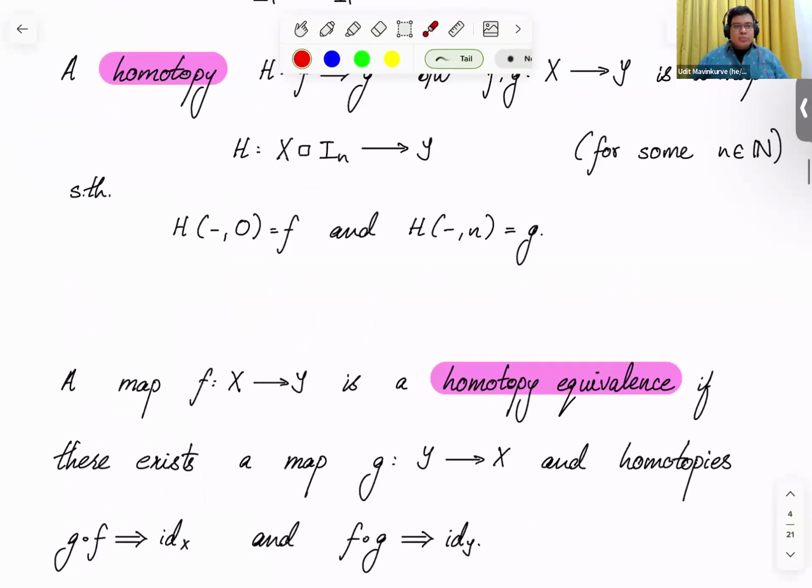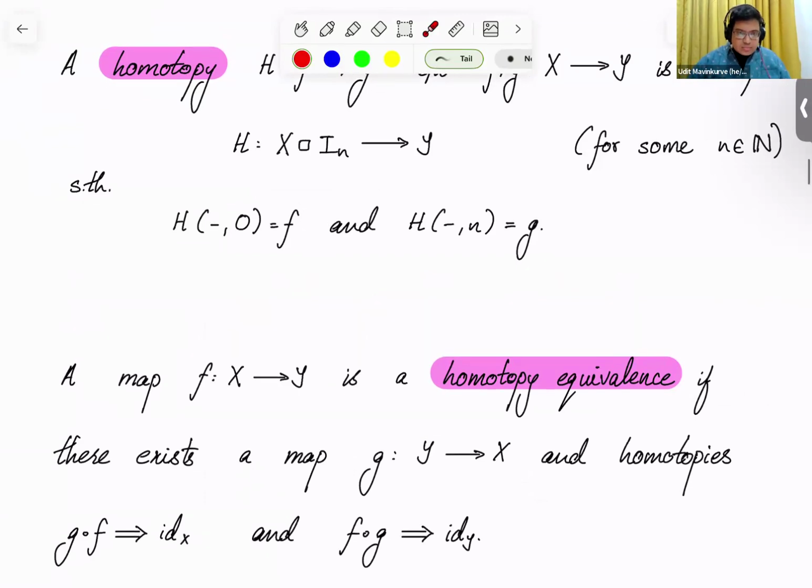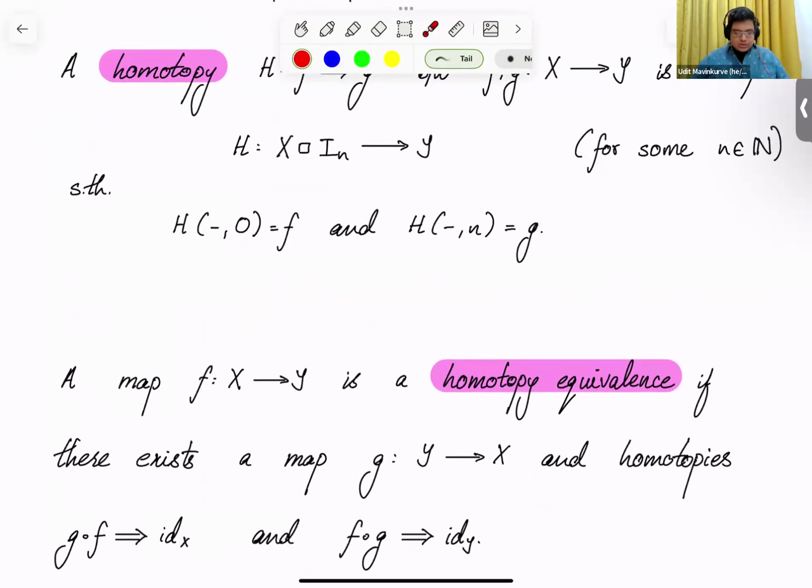And so once you have a notion of a homotopy, naturally that leads to a notion of a homotopy equivalence. A graph map is a homotopy equivalence if it's invertible up to homotopy. So there has to exist a graph map in the reverse direction, and then you need to have homotopies witnessing both compositions being the identity up to homotopy.